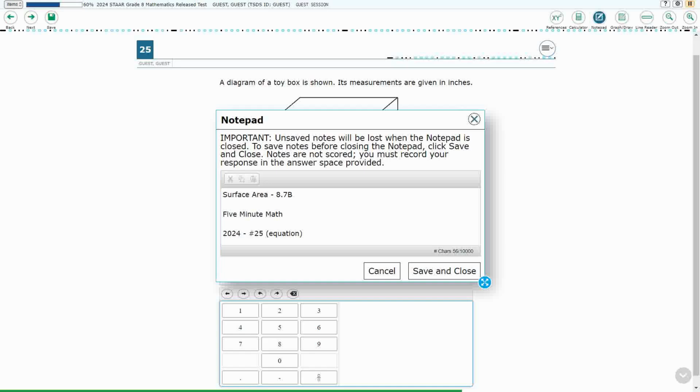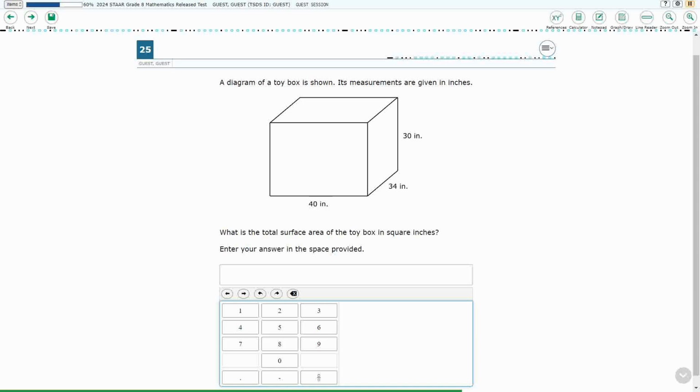Today we are looking at the 8th grade concept of surface area. This is standard 8.7b in the great state of Texas, and we are using item number 25 of the 2024 released STAAR test. This is a new item type called equation, and if you haven't done so already, please go ahead and take a moment to pause the video, work this problem out on your own, unpause it, and we will look at our answers together.